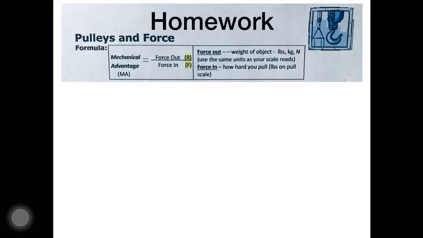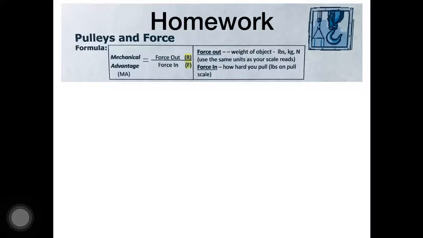When you are weighing an object, for this you need to use pounds, kilograms, or newtons. You can use any of these, you just need to use the same thing through the whole problem. And usually you want to use whatever your scale is reading. In our experiment, we used pounds. Our pull scale was reading pounds, so we used pounds across everything. Our force out, our weight in our experiment, was the bottle that weighed 4 pounds.